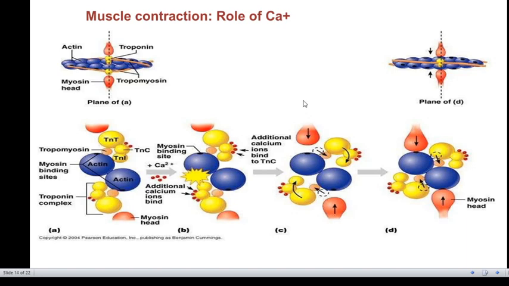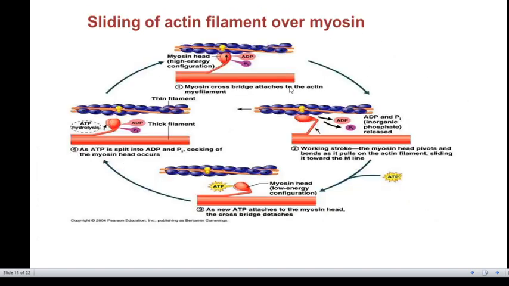This shows actin with troponin, tropomyosin and the myosin head. The tropomyosin, myosin binding, troponin complex, myosin binding and myosin head are shown here, with the addition of calcium ions. The myosin head is involved in muscle contraction, which is the role of calcium. Sliding of the actin filament over myosin.